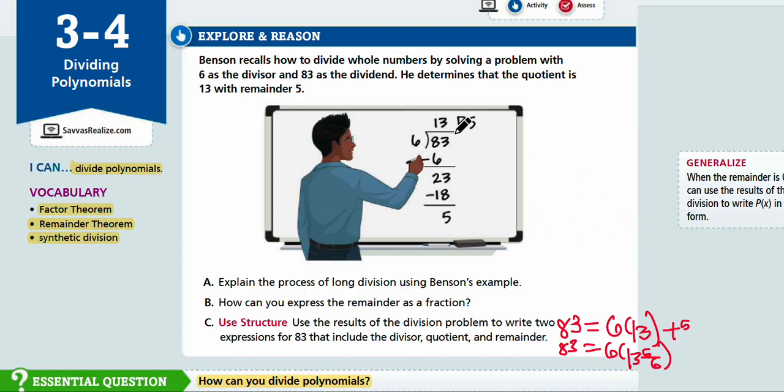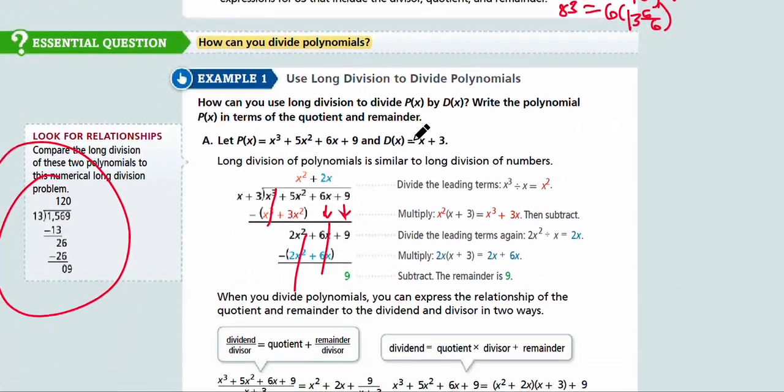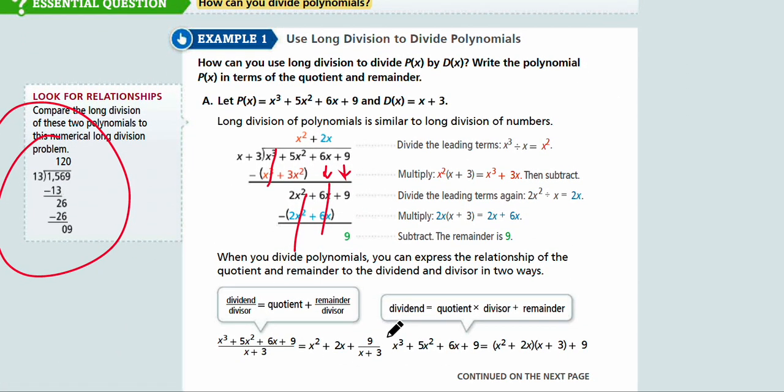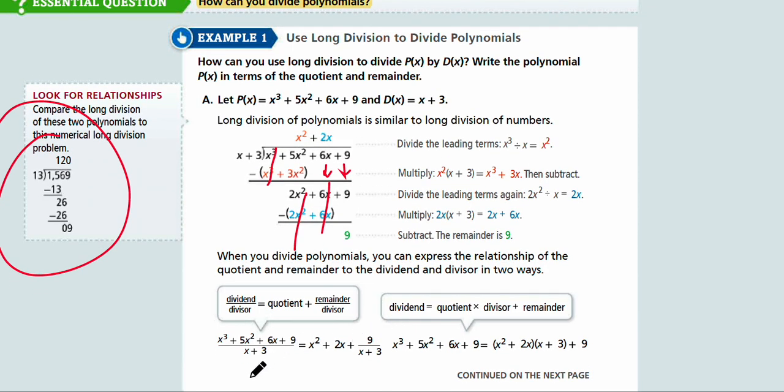Or you can multiply the divisor times your factor, and then add your remainder over your divisor. So there are two ways you can write the polynomials when you have a remainder. First, we know that we're going to have a factor of x squared plus 2x. We can write it as x squared plus 2x plus 9 over x plus 3 as our answer.